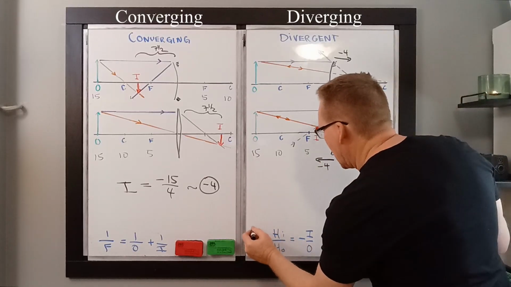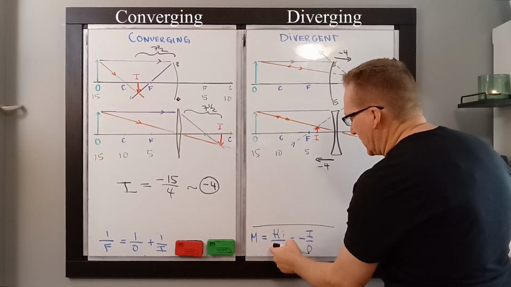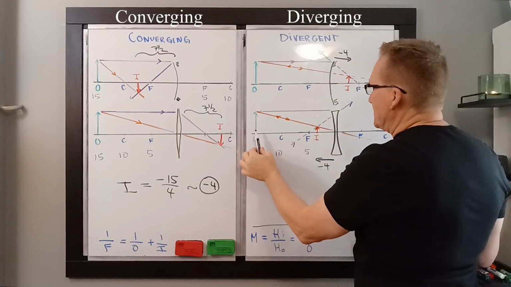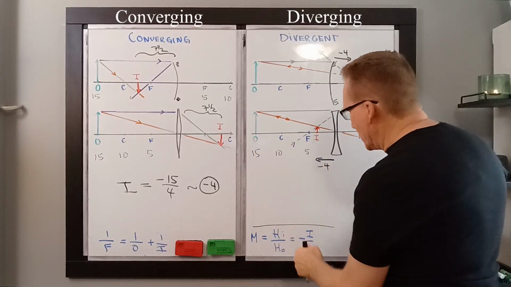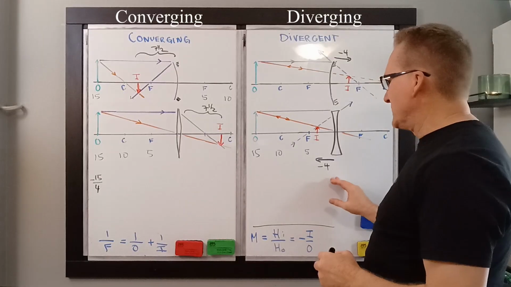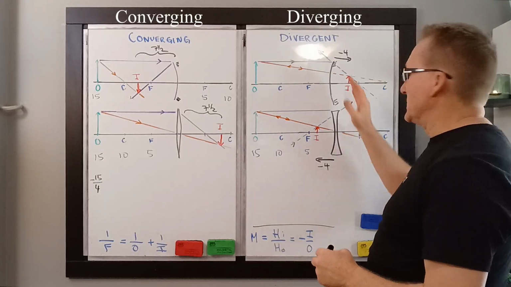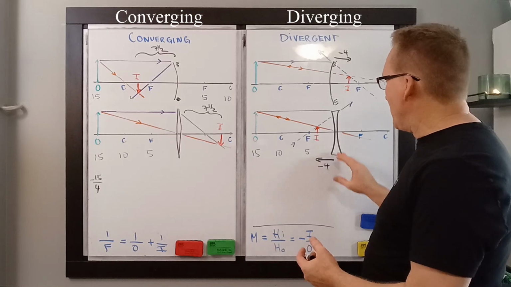Now, doing the magnification, we can do it two different ways. We can use the heights of the image and the heights of the object. The image and the object are measured positively up, negatively down, just as they should be. But we don't have those. But we do have the distance to the image and the distance to the object. So let's take these two, since remember they're completely analogous to each other, and try to figure out the magnification.